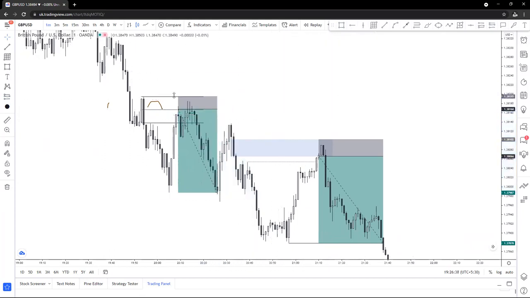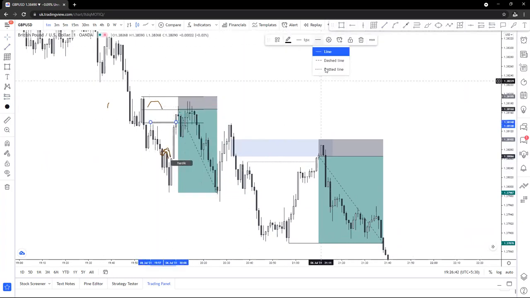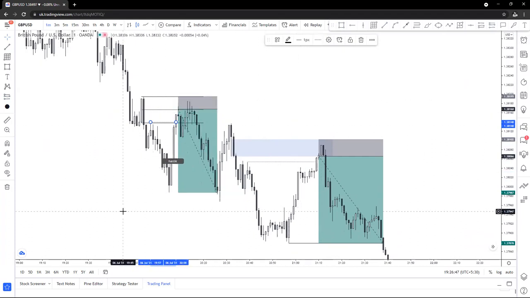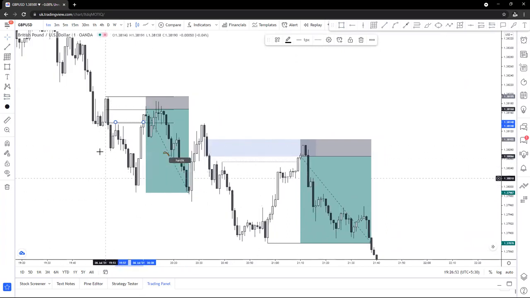Can this also be used as an inducement? Which one? This one that I marked? No, no. There needs to be a clear inducement. By inducement I mean clear inducement.